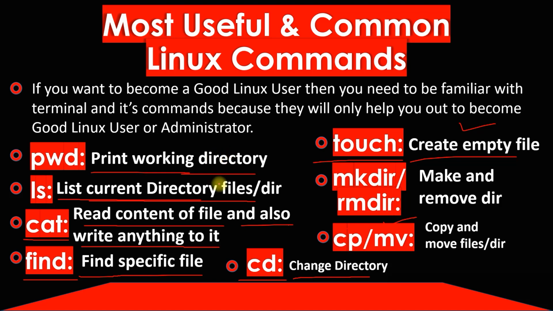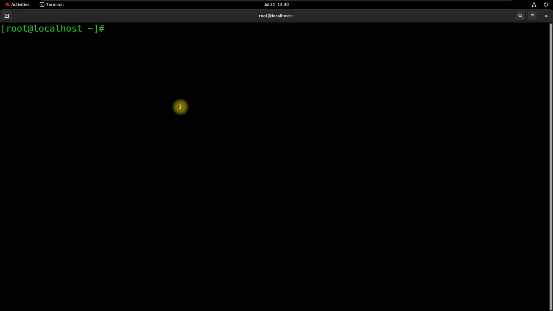So let's move to our terminal, then we will see how we can use these commands practically. So finally we are at our Linux terminal. Our first command is pwd command. As I told you, the pwd command is used to print the current working directory where I am standing right now. So I am standing in the root directory.